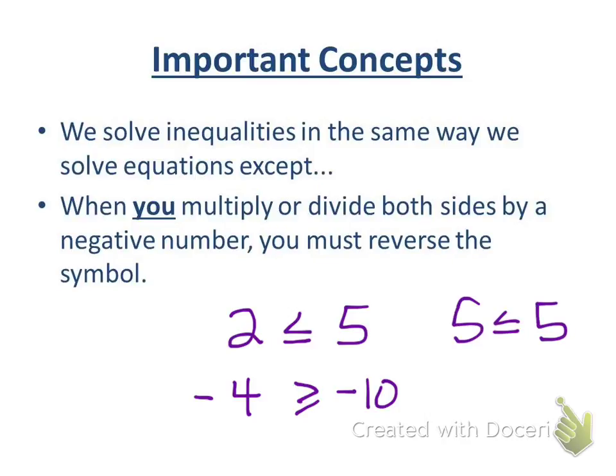Would it be wrong to take away the little line underneath it? On the second inequality or the first one? Either one. The second one would definitely be wrong because 5 is not less than 5. That's not a true statement.